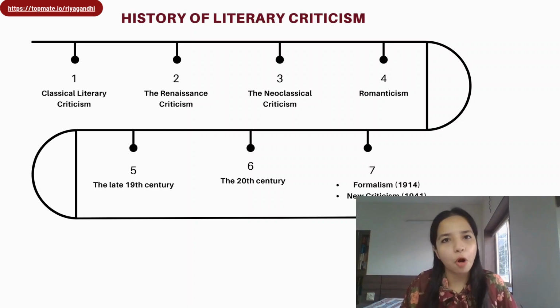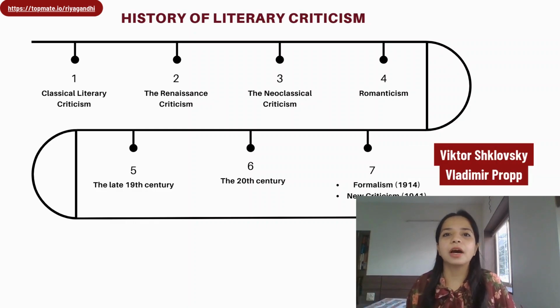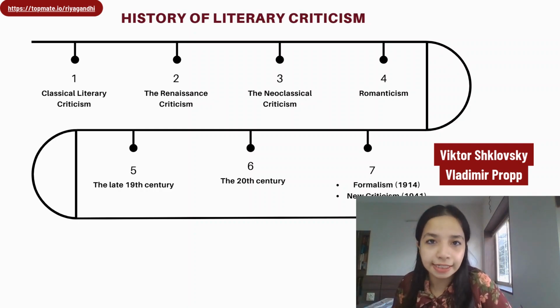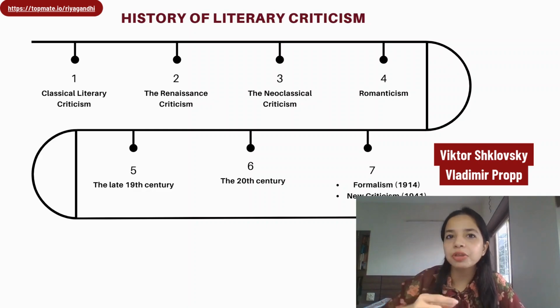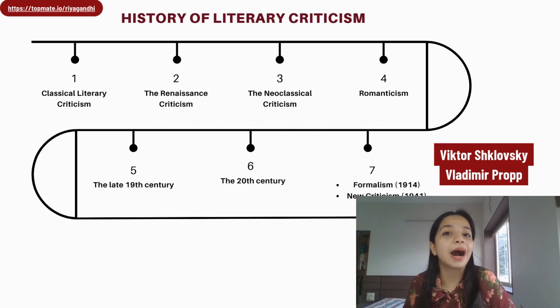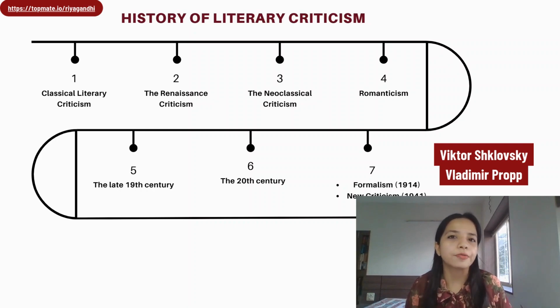When I'm talking about formalism, it is largely associated with two important critics, namely Victor Shklovsky and Vladimir Propp. Formalism, as the name suggests, requires the critic to pay attention to the formalistic characteristics of the text. So basically understanding the meaning of the text by understanding its meter, rhyme, features, plot, characters, all of those things.